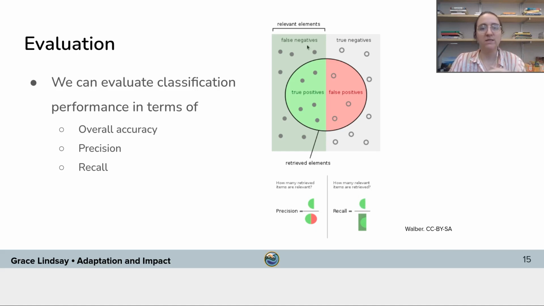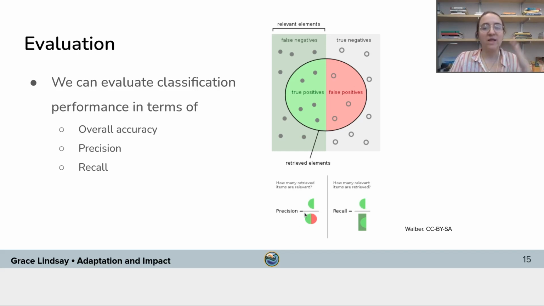So true positives over all of the actual positives in the data set. Okay, so those are two different metrics that can just give you a different sense of how the model is performing. In different problems, you might care about different errors more than others. So if you really want to make sure that you're finding all of the crops, then you care more about recall.